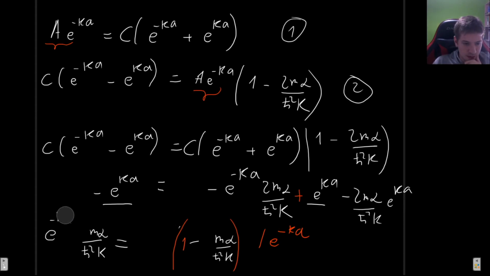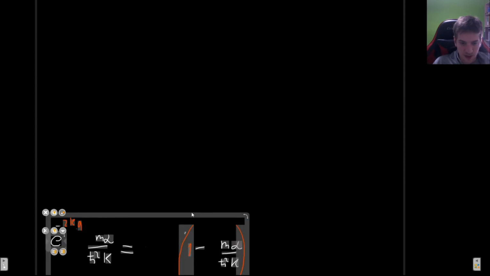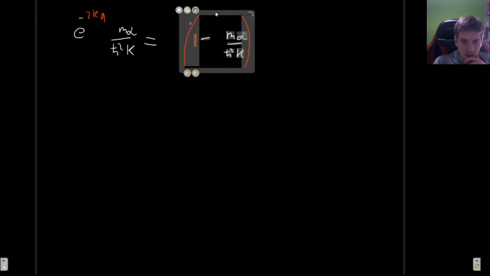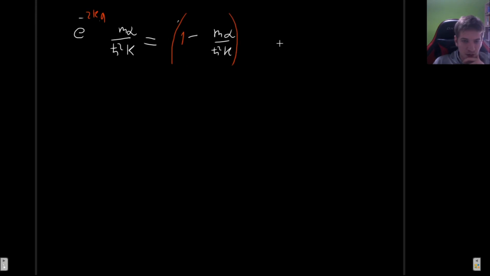So we get here e to the minus 2ka. And now the final thing to do, but I'm going to do it on the next page. I feel like I'm already erasing too many things, so I don't want to push it. So moving this. Now the next thing to do is we want to isolate this exponential, because remember this equation is going to have to be solved by graphical methods. So let's go ahead and do that.